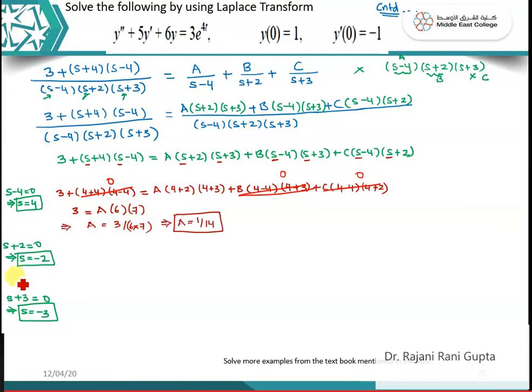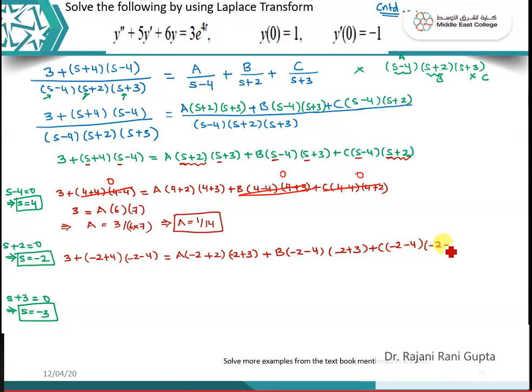Okay. Now replace s by minus 2. So it is 3 plus minus 2 plus 4 minus 2 minus 4. As we know that the s plus 2 factor is 0, this term here is becoming 0. And also the term in c is becoming 0. So you can do it directly. Okay, still I will write it. Minus 2 plus 3 plus b times minus 2 minus 4 minus 2 plus 3 plus c times minus 2 minus 4 minus 2 plus 2.